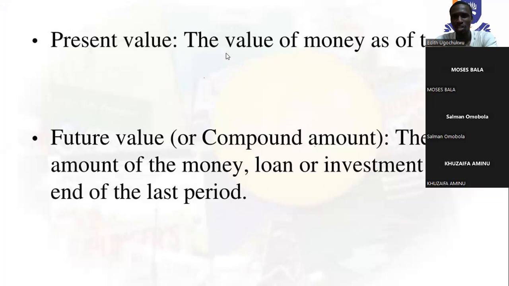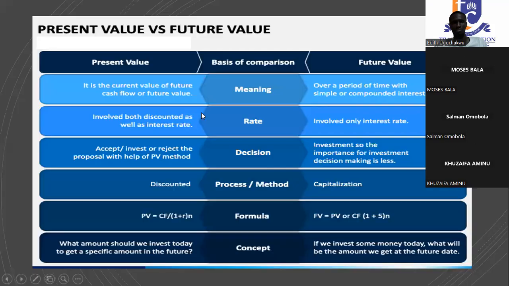Now you can see present value has to do with the value as of today, the amount you have currently. Future value, or compound amount, is what that present value wants to become. Are we together? Does it make sense? So if I have 20,000 naira and I want to invest it, what that 20,000 naira will become in the next 5 years is my future value, while my 20,000 naira now is my present value.